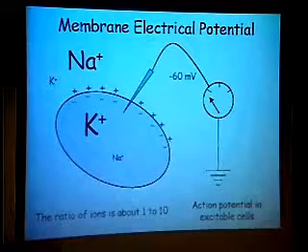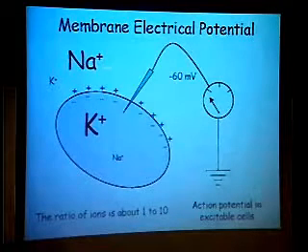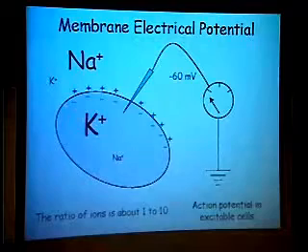Potassium is always a cytoplasmic ion, yes, and sodium is always in higher concentration outside the cell. And this ratio is usually 10 to 1. The same here.